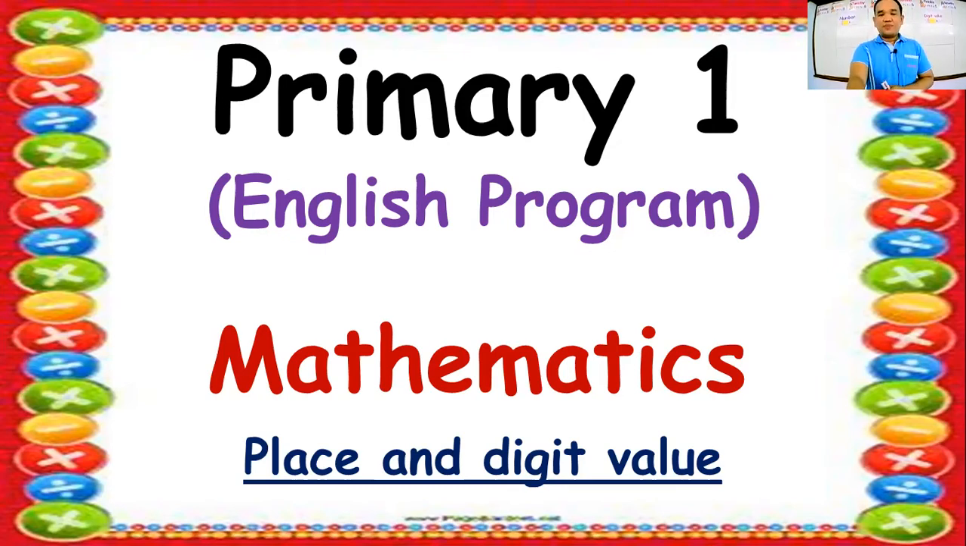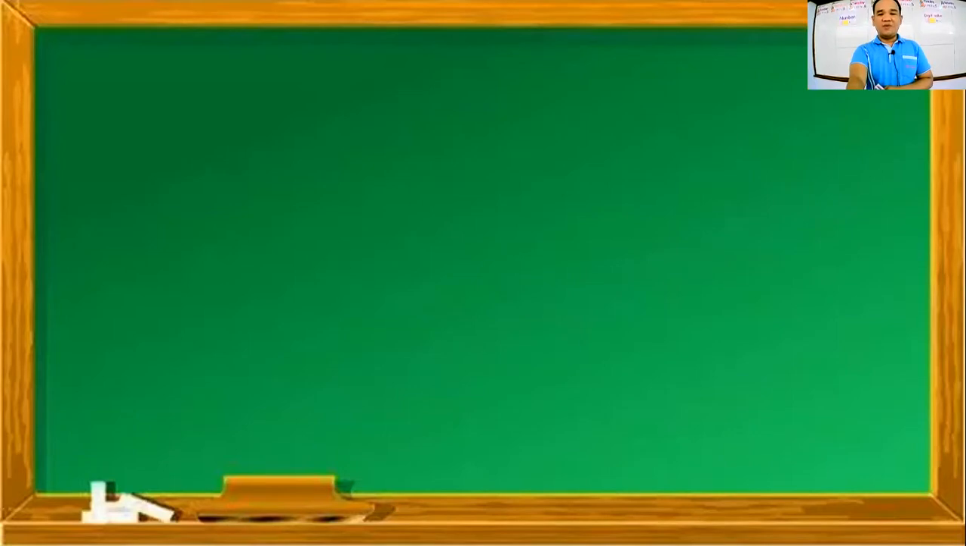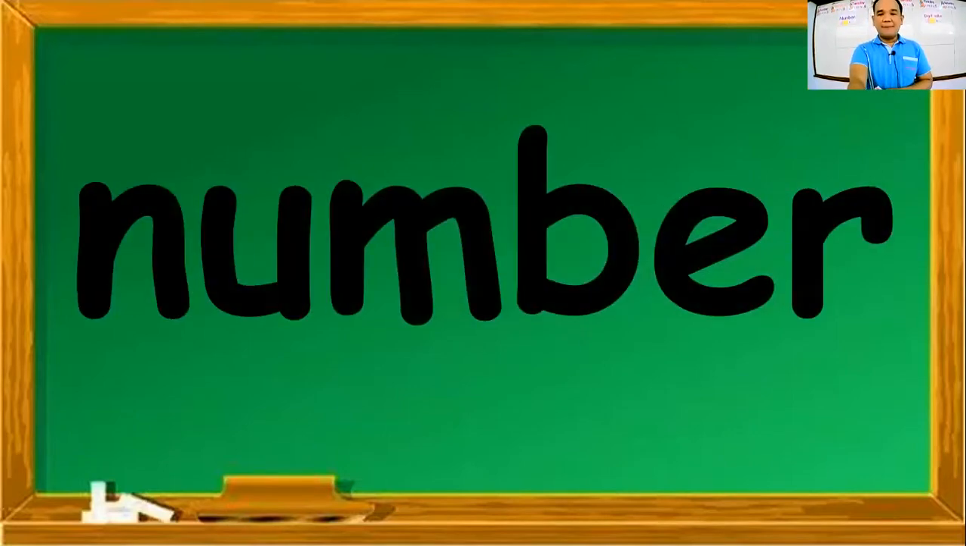Okay, so all you have to do is listen first, because Teacher Marvin will read the word twice and then you have to repeat right after me. Is it okay? Very good. Now, let's have the reading here. Our first word is number. Number. Everybody say number.